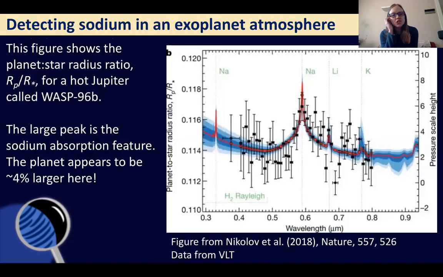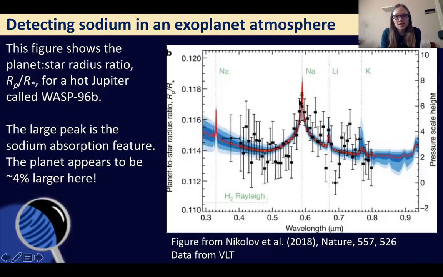So this is showing a visible light spectrum for an exoplanet called WASP-96b. It's a hot Jupiter. This was taken from the Very Large Telescope. And what you can see here, this is what's being measured here, is the size of that dip during the transit, what we call the transit depth.